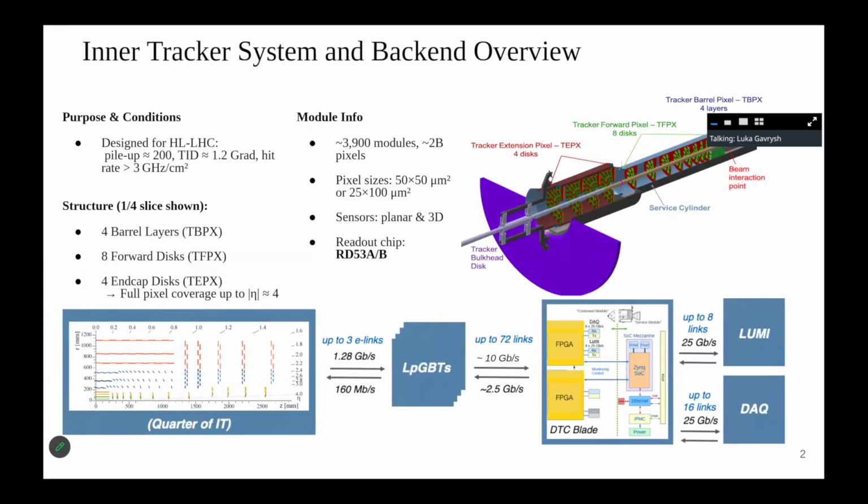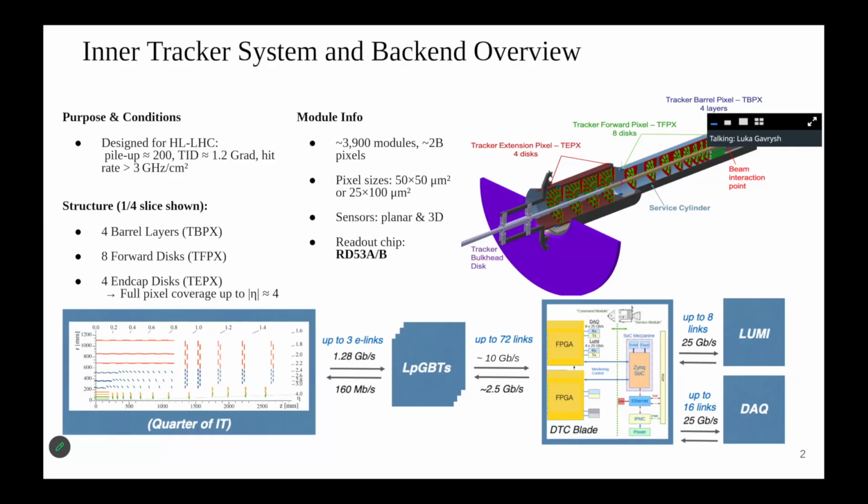So let's begin and see how the inner tracker itself is being built for the future high luminosity phase. Basically, the tracker in the CMS experiment is divided into two parts, outer and inner tracker. It is designed to perform under extreme conditions, including pile-up of up to 200 collisions per bunch crossing, extreme radiation levels around 1.2 GRad TID, and hit rates exceeding 3 GHz per centimeter squared.